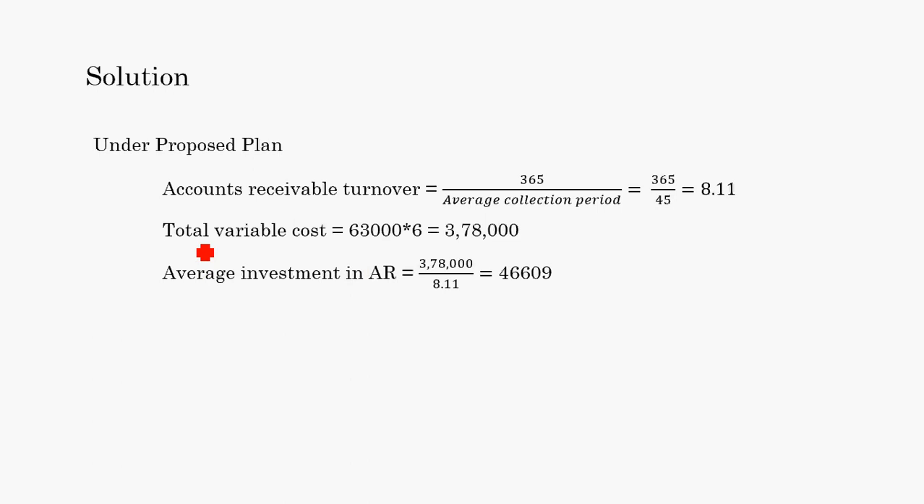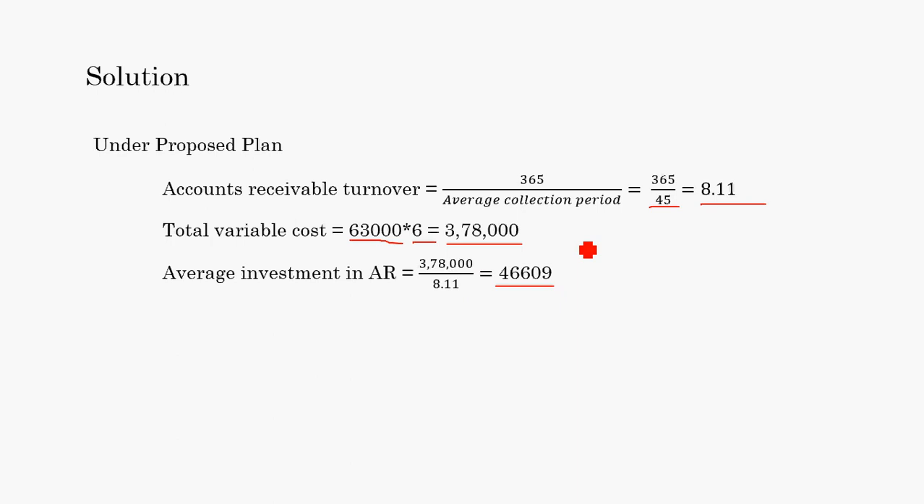Now, based on the proposed plan, let's look at the investment in your account receivable. Under the proposed plan, the average collection period increases from 30 to 45. So the account receivable turnover is 365 divided by 45, which is equal to 8.11. The total variable cost now, since the sales would increase to 63,000, is 63,000 into 6, which is equal to 3,78,000. So the average investment in account receivable is 3,78,000 divided by 8.11, which is equal to 46,609.